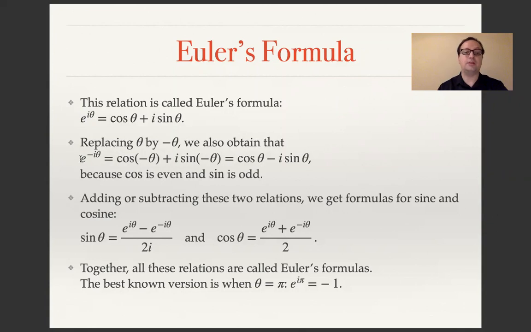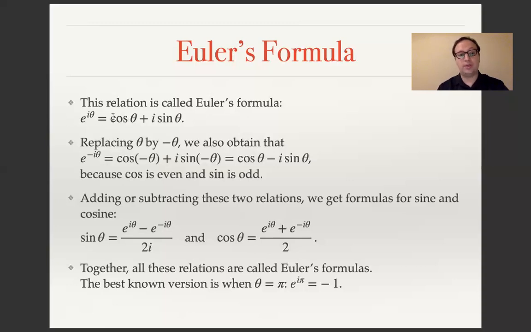So the way we do that is, in addition to having e to the i theta, we also compute e to the minus i theta. So we plug in minus theta instead of theta. And then we get cosine of minus theta plus i sine of minus theta. Cosine is an even function, so cosine of minus theta is equal to cosine of theta. And sine is an odd function, so sine of minus theta is minus sine theta. So e to the minus i theta is cosine theta minus i sine theta.